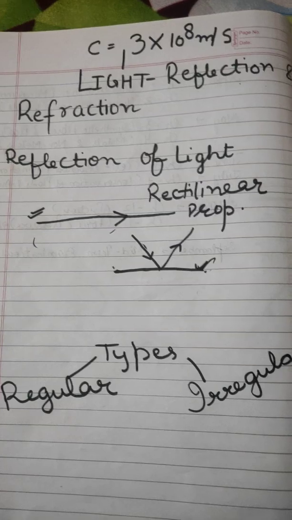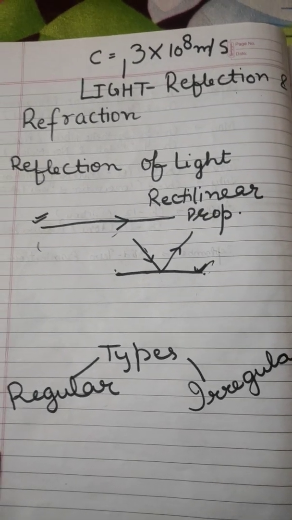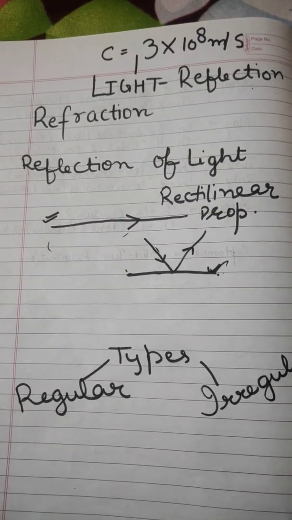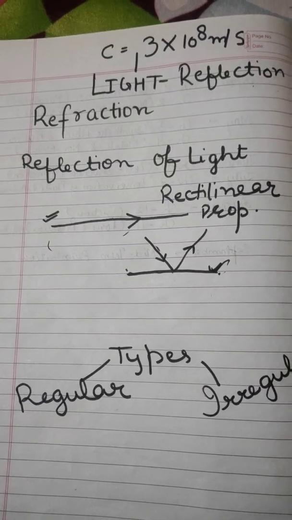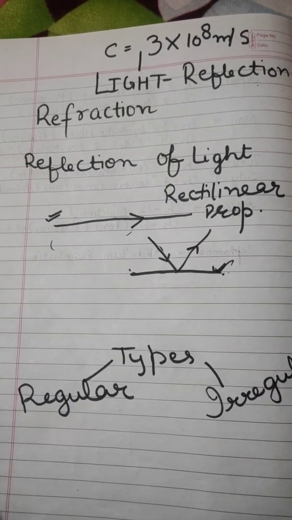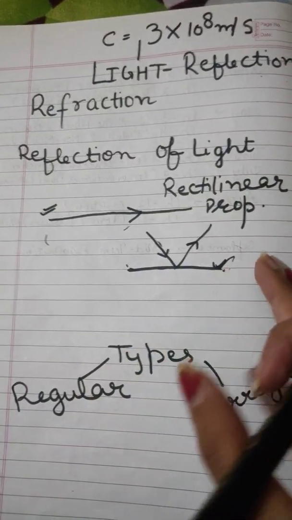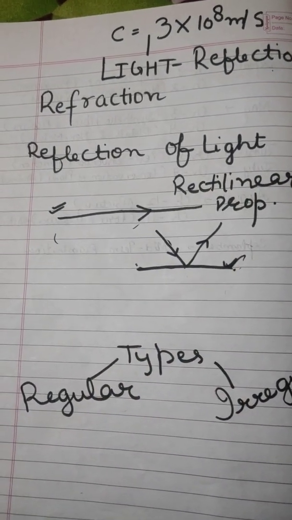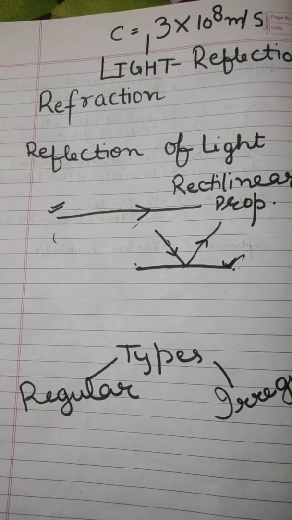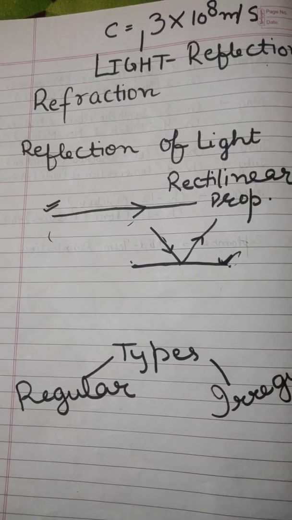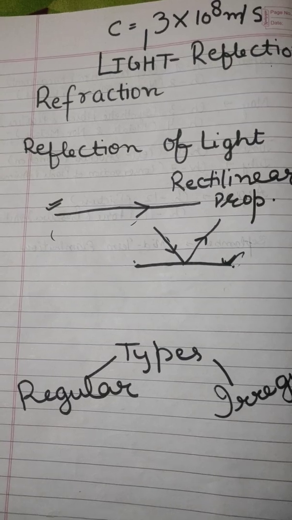Now, we can often observe reflection occurring in many objects. For example, you are sitting inside a car and there's a rear view mirror, a mirror on the right side of your seat. It is used to view the traffic behind you, whatever traffic is behind you.